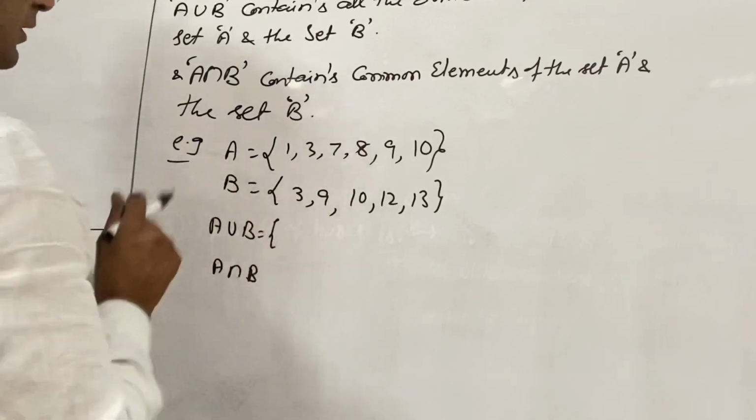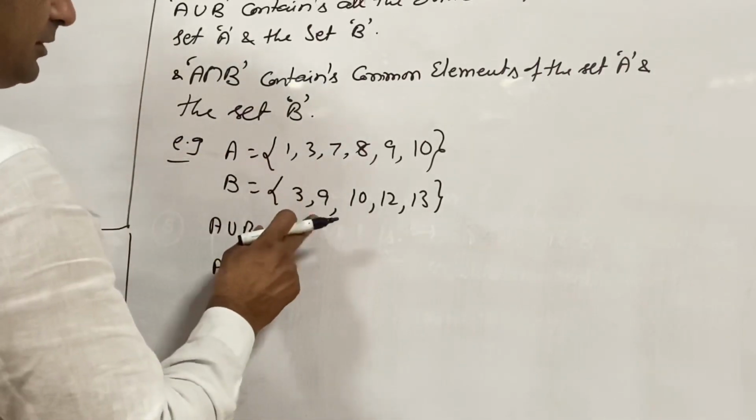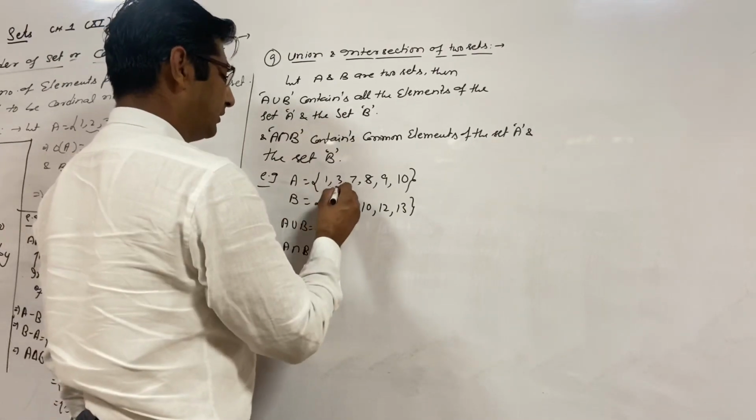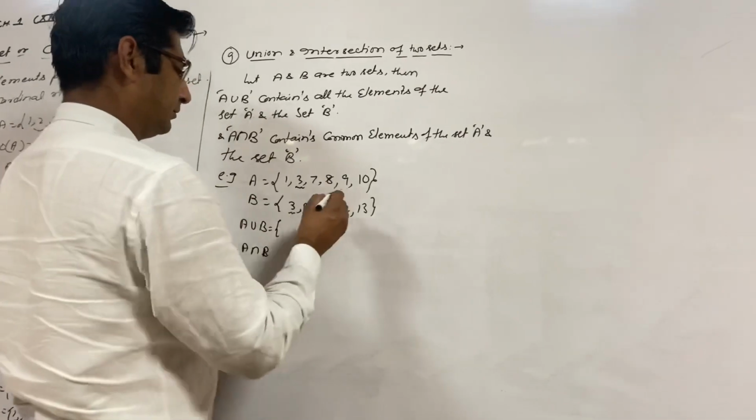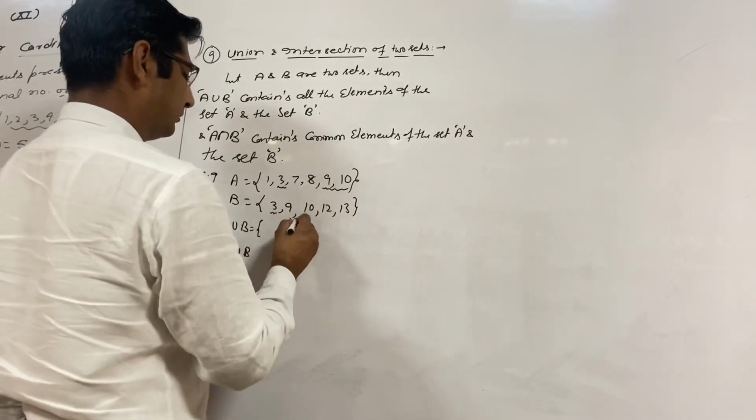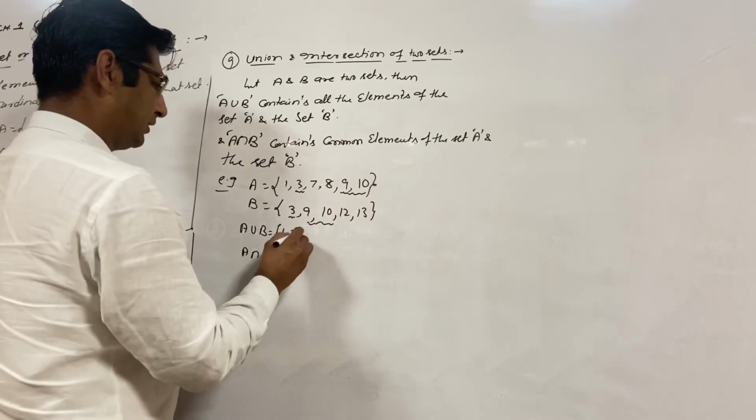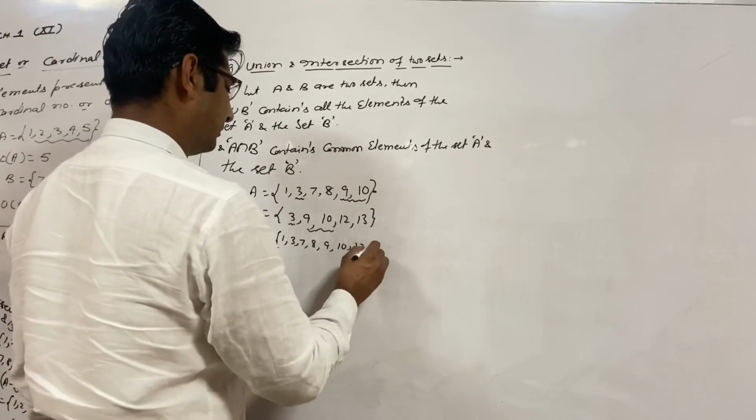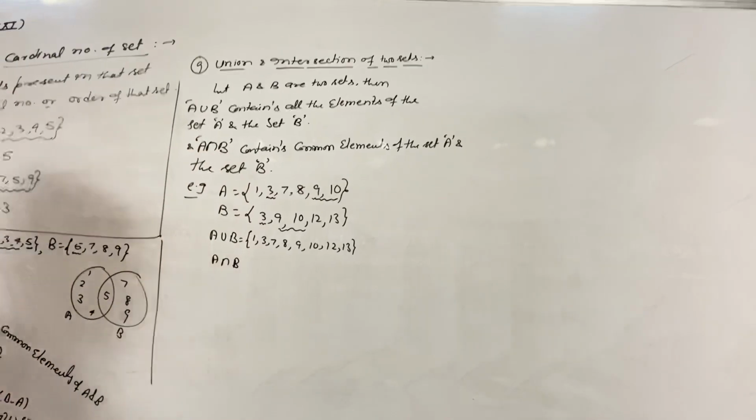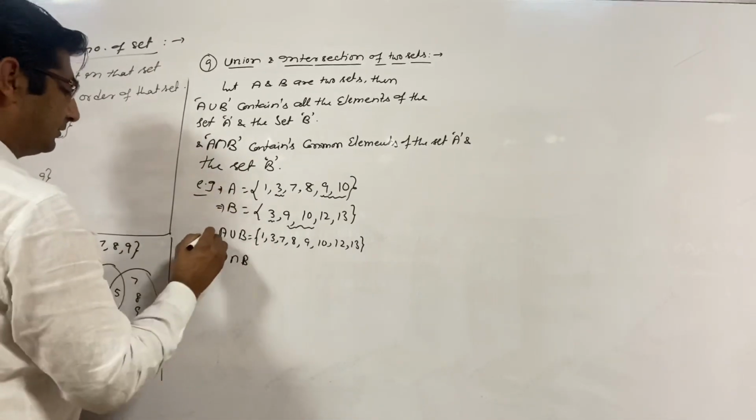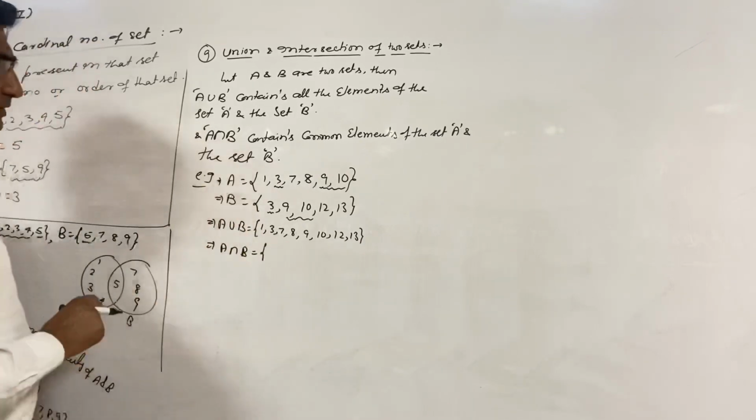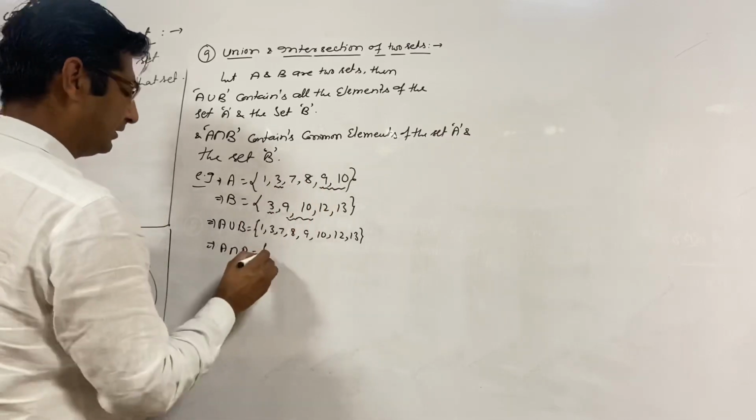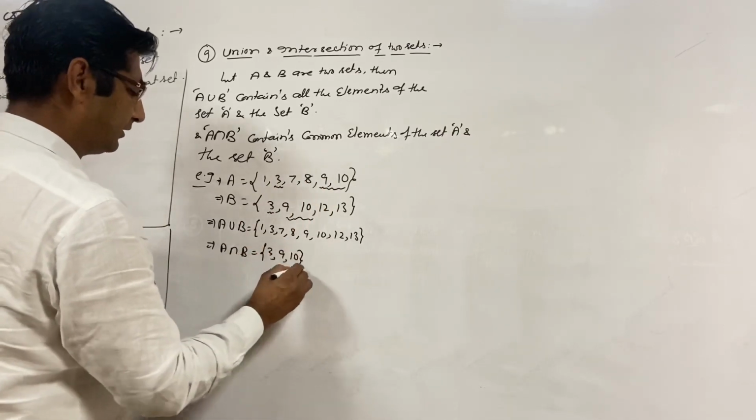A union B. All the elements of the set A and the set B lie in the set A union B, but a common element can be written only one time. 3 is common, 9 is common, 10 is common. Then 1, 3, 7, 8, 9, 10, 12 and 13. This is the union of the set A and the set B. Then A intersection B. A intersection B contains only common elements of sets A and B. 3, 9, 10 in B and 3, 9, 10 in A. 3, 9 and 10. Clear?